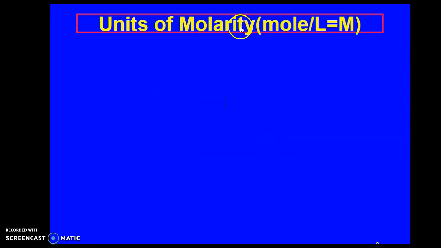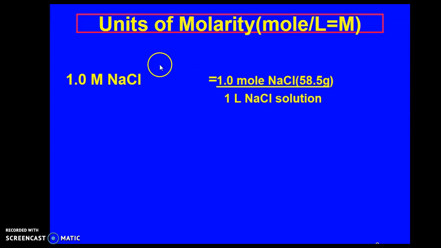Now this is the unit of molarity. It is mole per liter. 1 molar sodium chloride will give you 1 mole of sodium chloride, which is 58.5 grams, divided by 1 liter of solution, which means you dissolve 58.5 grams of sodium chloride in water to make 1 liter of solution of sodium chloride. That is what you call a 1 molar solution of sodium chloride.